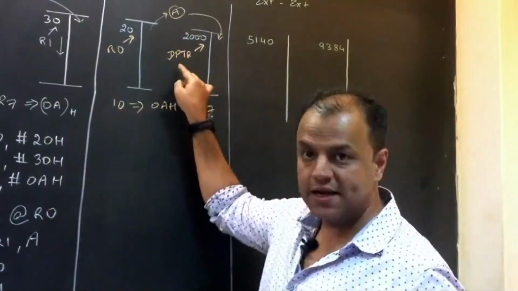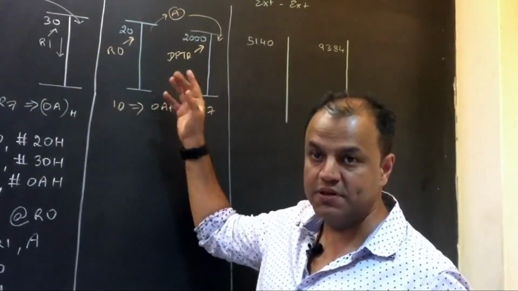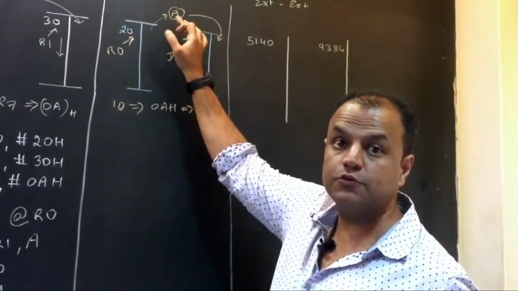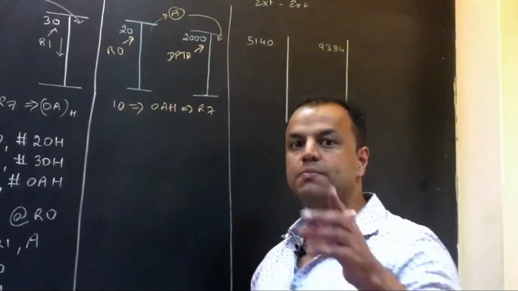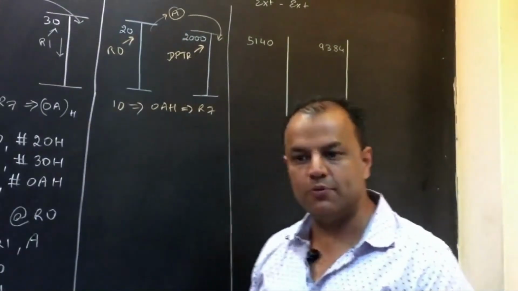Okay? Not the initialization of DPTR. That is just a simple MOV instruction. I'm saying the instruction where you're transferring data from A to the location pointed by DPTR, that will be a MOVX because you're transferring into external RAM.